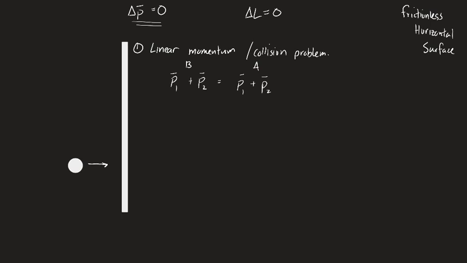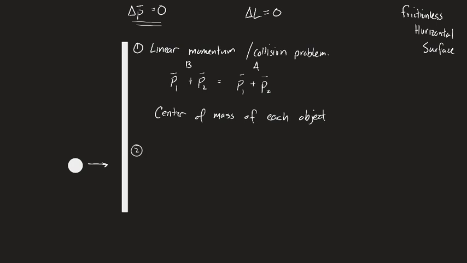So that still exists. However, since our object has extension, it's not a point mass, it has some shape, this now all refers to the center of mass of each object. So when we talk velocity now, we're talking about the velocity of the center of mass of the rod.